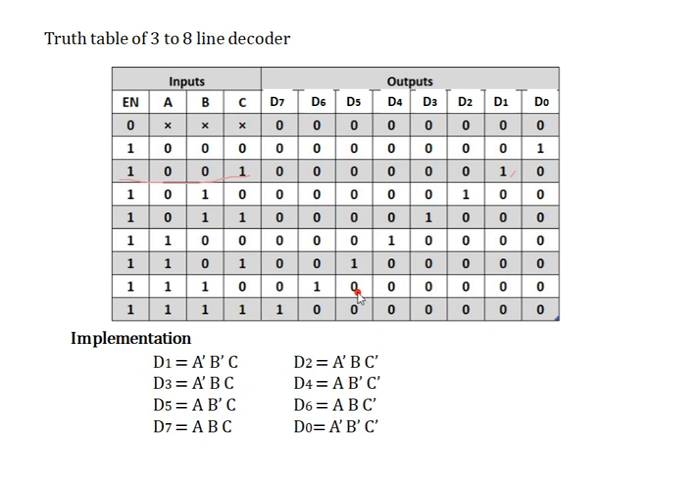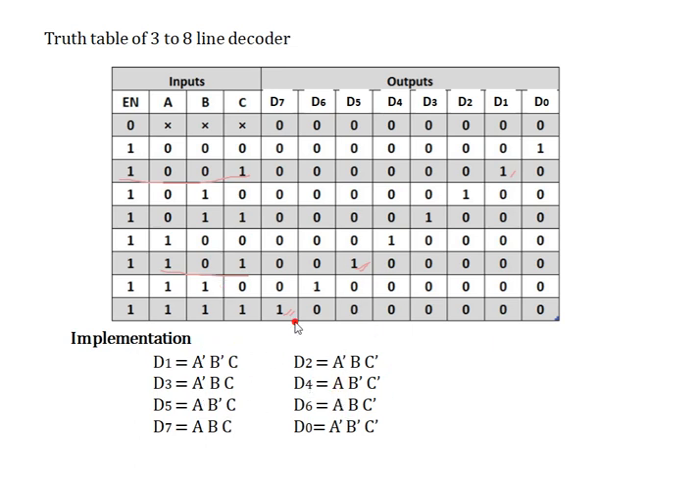Similarly, check for D5. These are the inputs: 1, 0, 1. So A is 1, B is 0 means B bar, C is 1. So D5 is A, B bar, C. Similarly, D7: A 1, B 1, C 1 means A, B, C. So D7 is A, B, C. So these are the Boolean expressions. You have to write the Boolean expressions for all outputs D7 to D0. I have written all the Boolean expressions here.